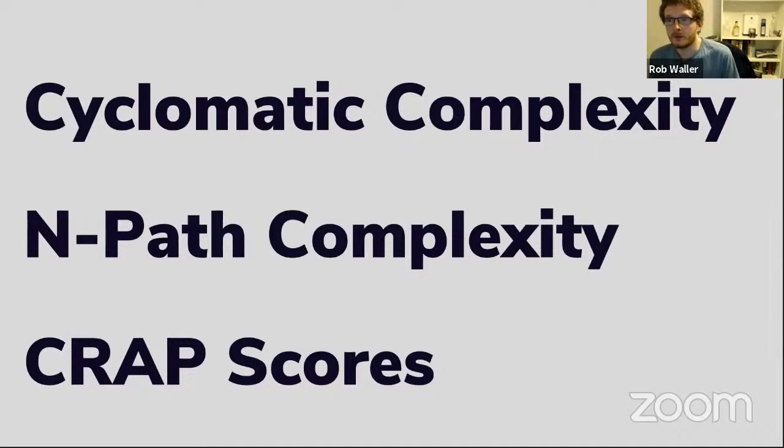The final metric, which is useful, but probably the least well known, is CRAP scores. So CRAP scores are basically a merger of code coverage with complexity.